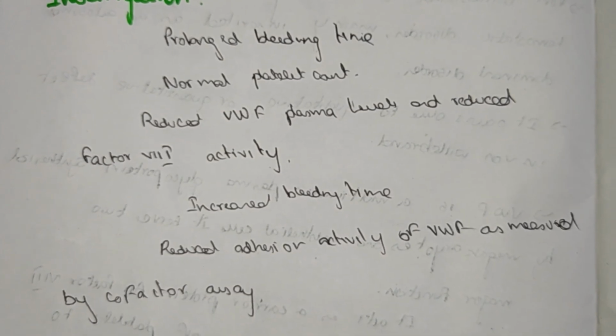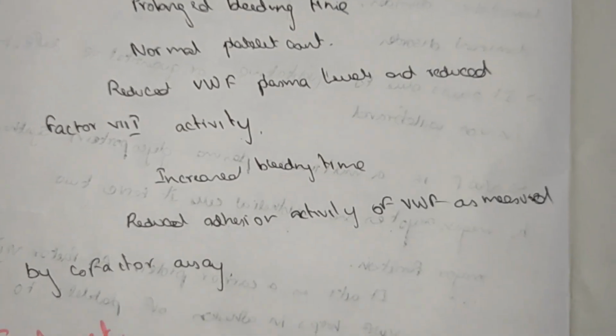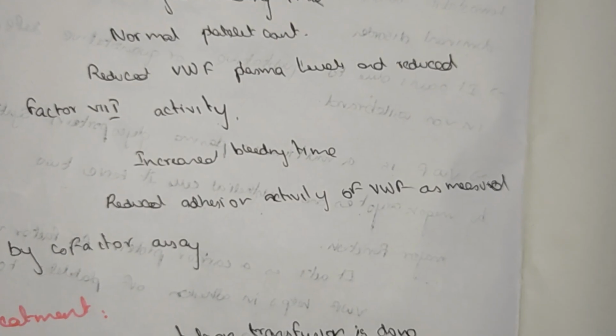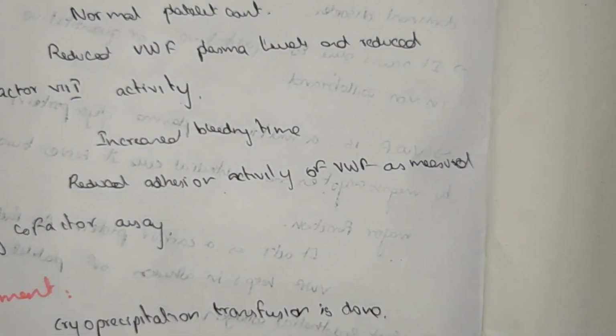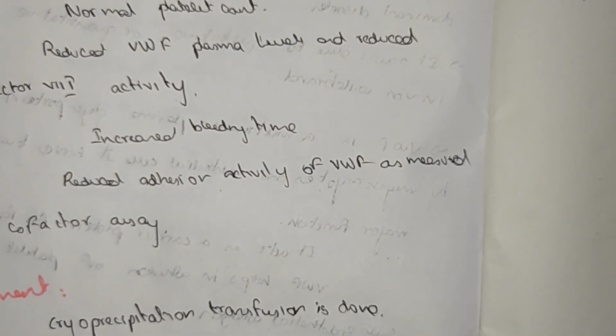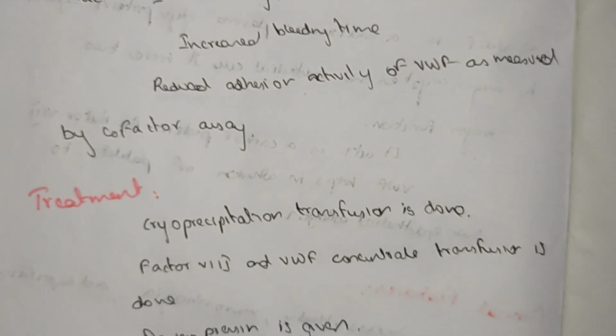There is also reduced adhesion activity of von Willebrand factor as measured by the ristocetin cofactor. One of the major functions of von Willebrand factor is adhesion of platelets to the collagen fibers in the subepithelium, so that activity is also inhibited.